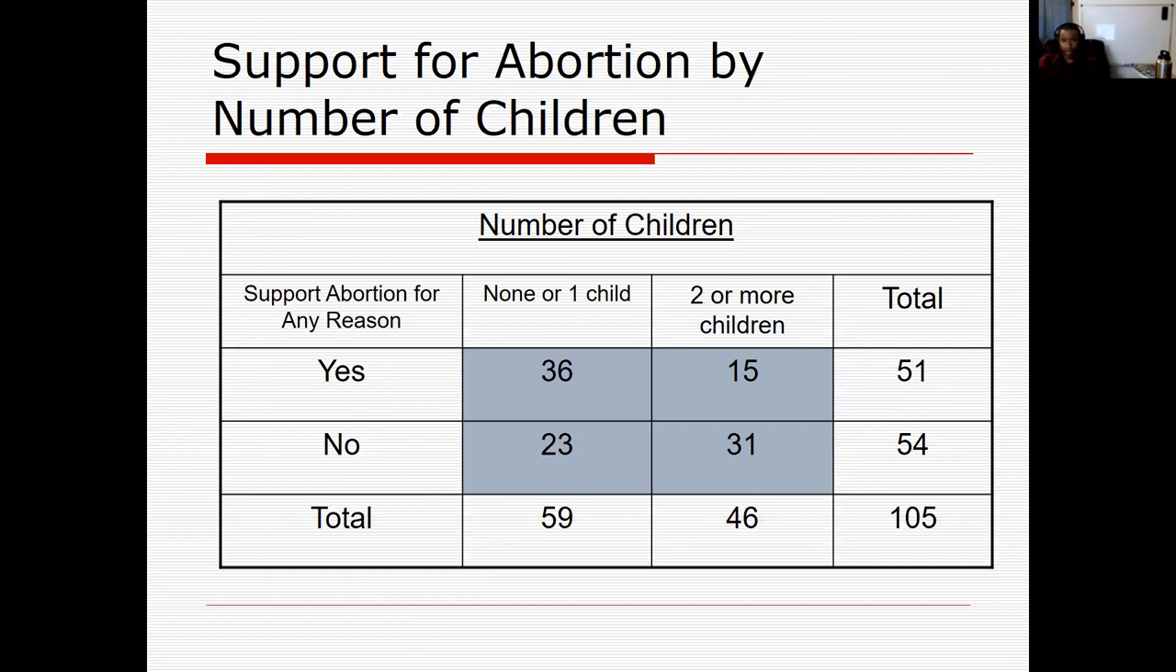I'm gonna completely ignore everything in the middle. And what I'm looking at, I am just looking at support for abortion for any reason, yes or no. Then I'm gonna look at the row totals, 51, 54, and then the N, which is 105. So if you remember from last week's lecture, the row totals or the row marginals are essentially the frequency distribution of the dependent variable, okay? So if I just look at the row totals, I am just looking at the dependent variable, okay? And I'm ignoring the independent variable. Does that make sense to everybody?